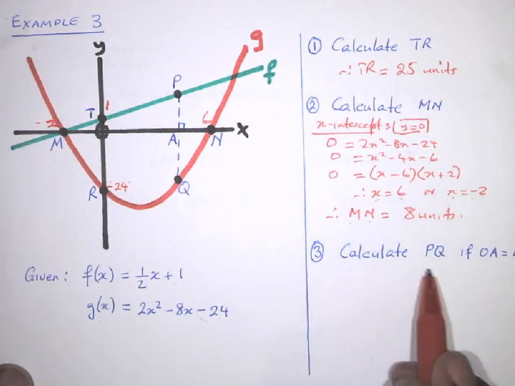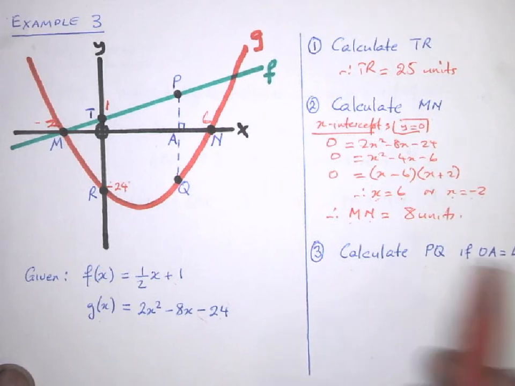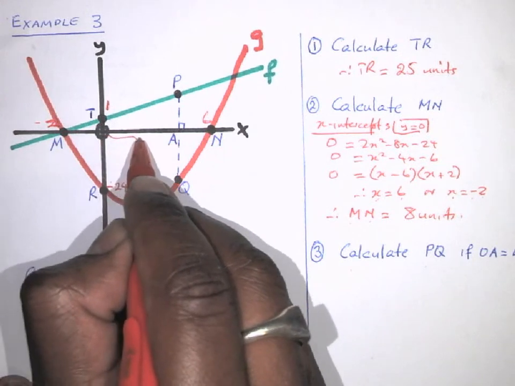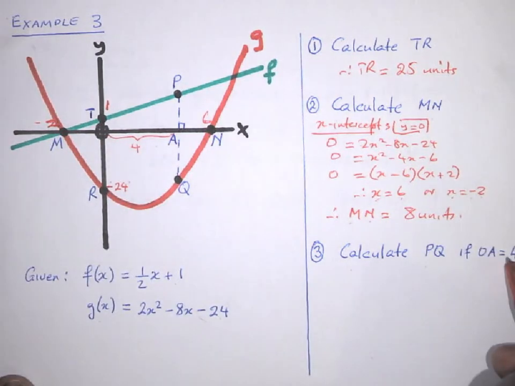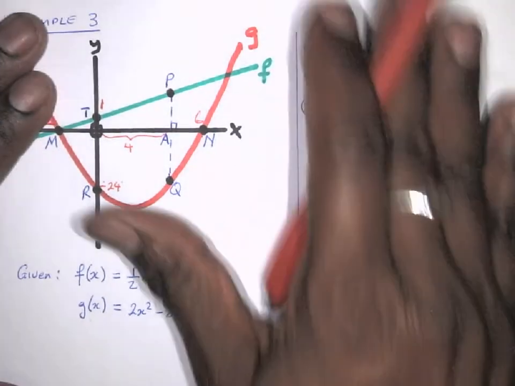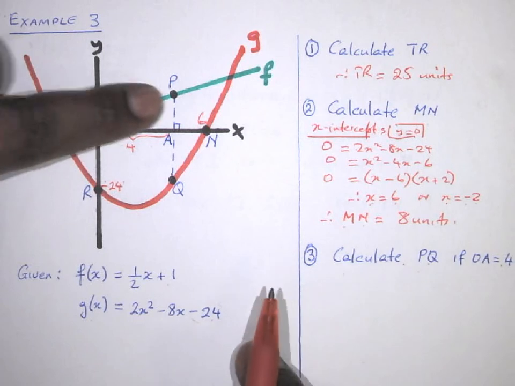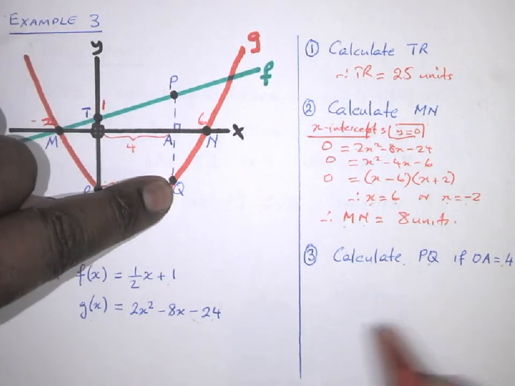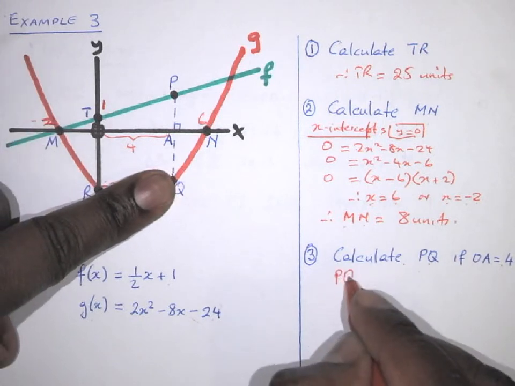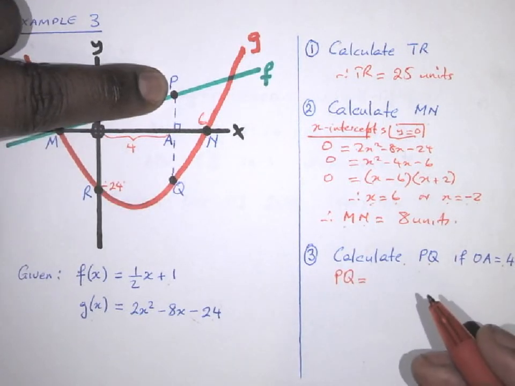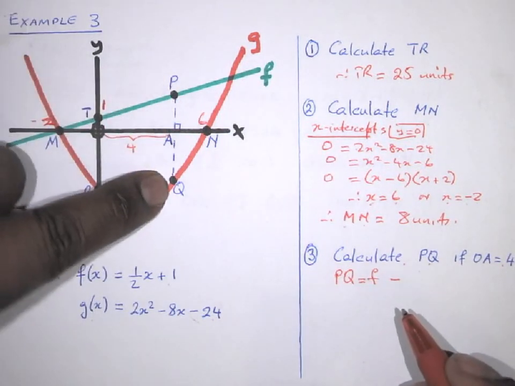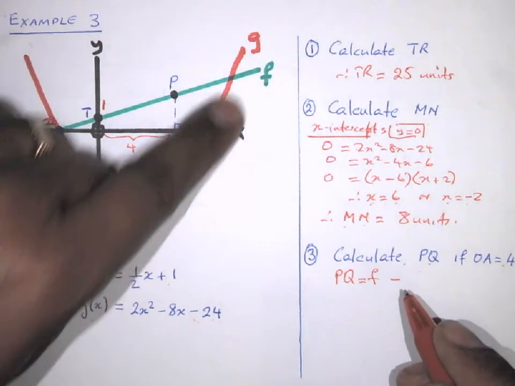Last one. Calculate PQ if OA is 4 units. Now, OA is 4 units. Note that that distance over there is 4 units according to this. That's 4 units. Right? So I've got 4 units there. What is the question? We want to find the length of PQ. Now PQ there. How do I find that? Always look at this. It's the top graph. You subtract the bottom graph. So PQ will be the top graph, which is F. Then you subtract the bottom graph over here, which is this one of G.